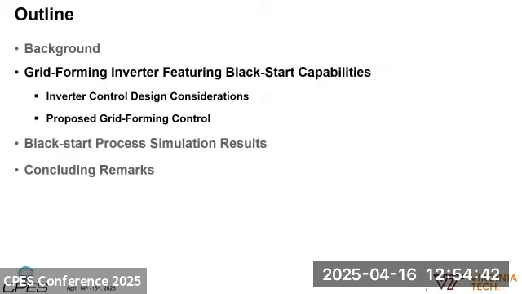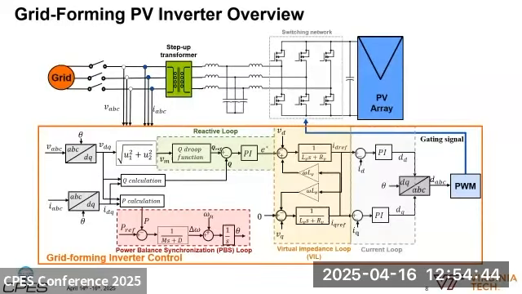For the next part is the grid forming inverter. So here shows an overview of the grid forming PV inverter. The PV array is interfaced with the grid through the inverter switching network, LCL filter, and step-up transformer. The GFI control scheme is shown here.